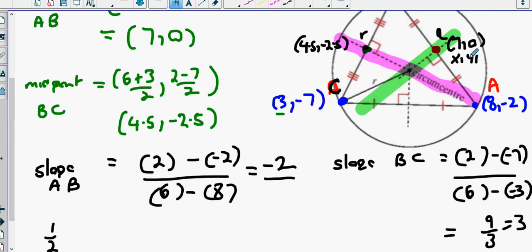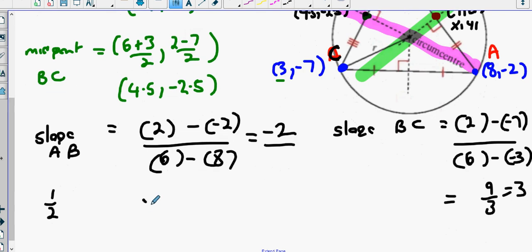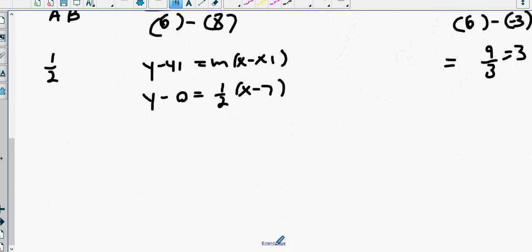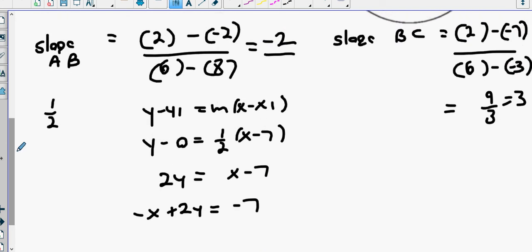7, 0. So it's going to be y take away y1 equals m into x minus x1. So it's going to be y take away 0 equals a half into x minus 7. Cross multiply: 2y equals x minus 7, so minus x plus 2y equals minus 7. Okay, that's the first equation done.